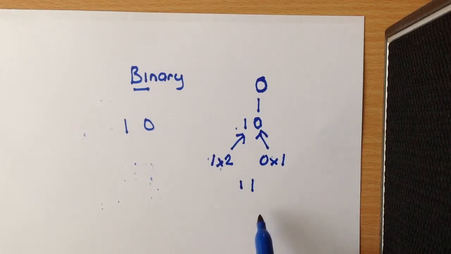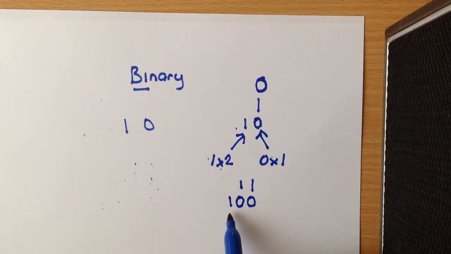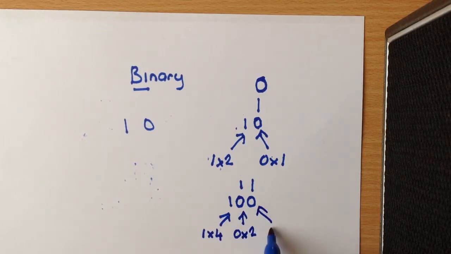And then we're in trouble again because we can't write down the number 4, so exactly the same thing happens to get again, and it looks like the number 100. This 1 is worth twice as much as if it were there, which is worth twice as much as if it were there, so we're now 1 lot of 4, 0 lots of 2, and 0 lots of 1.